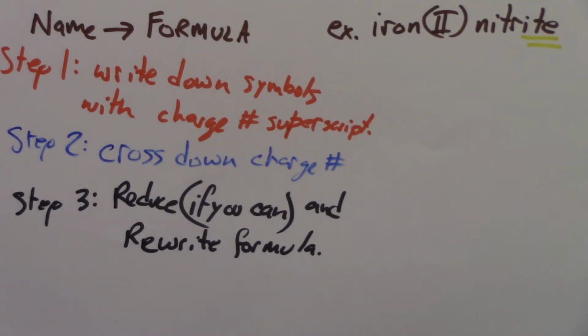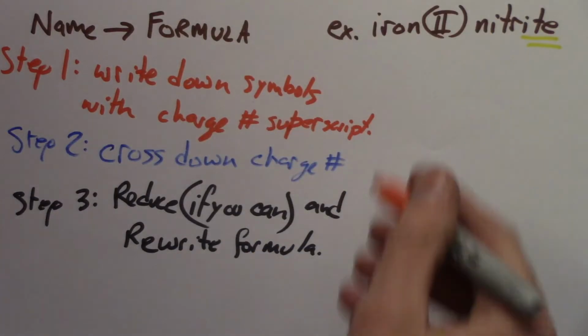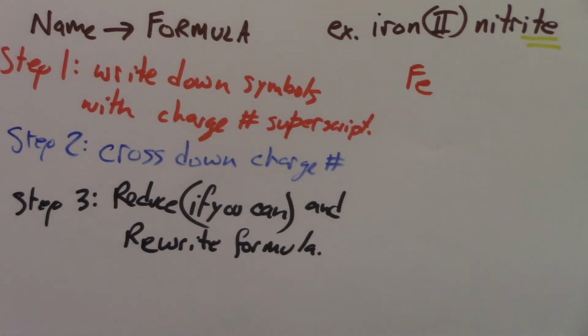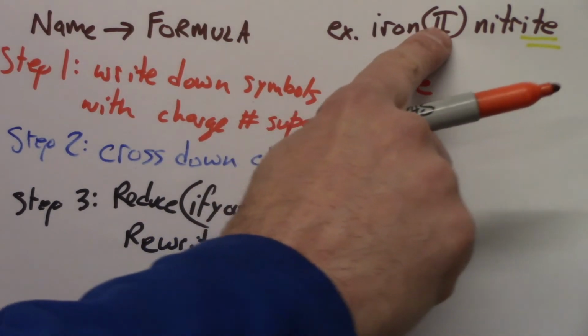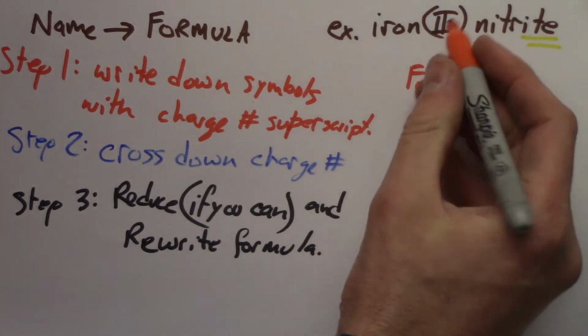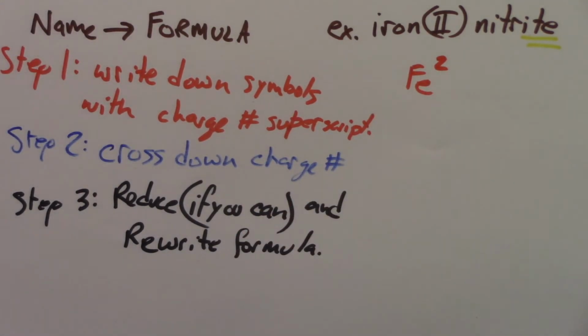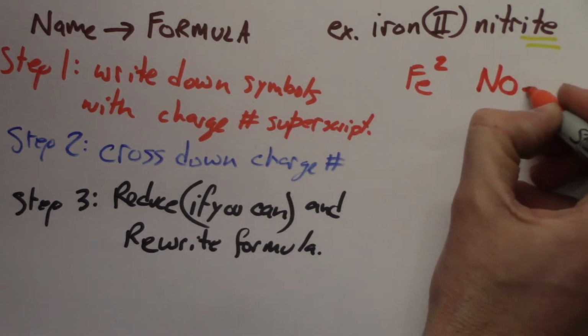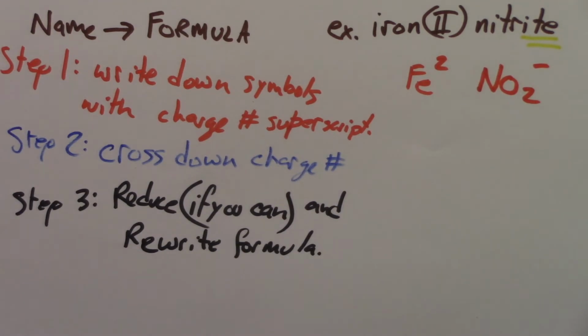So here we go. Step 1. First thing you do is write down the symbols with the charge number superscript. Superscript means up and above to the right. So iron. The symbol for iron is Fe. How do you know what the charge is? It's multivalent. Well, it's written right there in Roman numerals. There's a stock system, so the charge is 2. Nitrite. You look on your table of common polyatomic ions. The symbol is NO2 with a 1 negative charge. Oops, and so I'm just going to go 1.